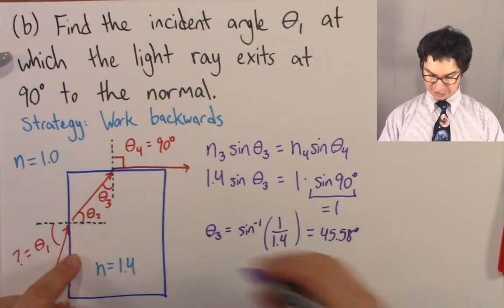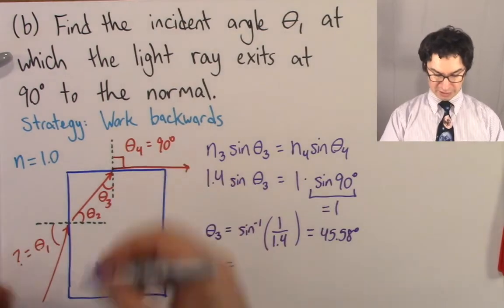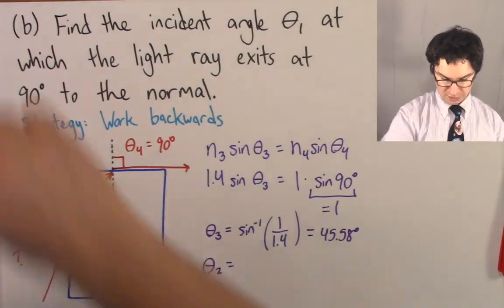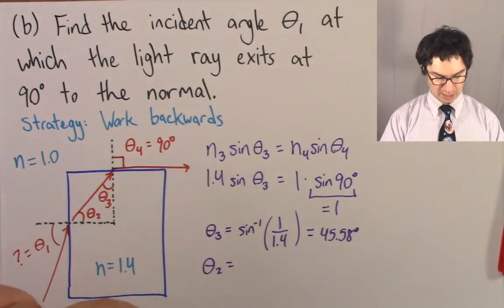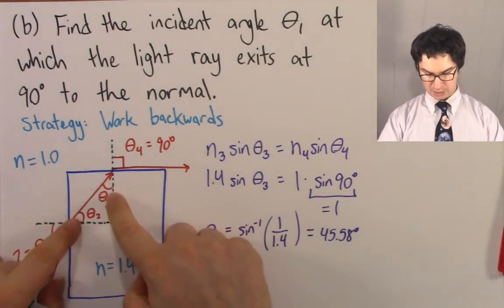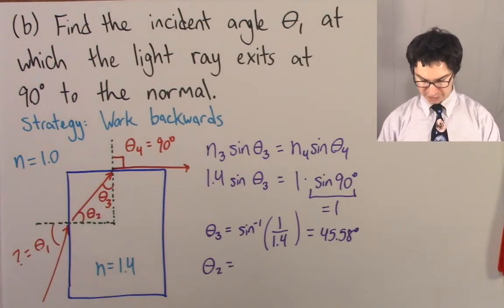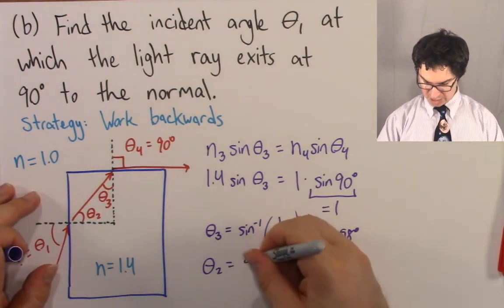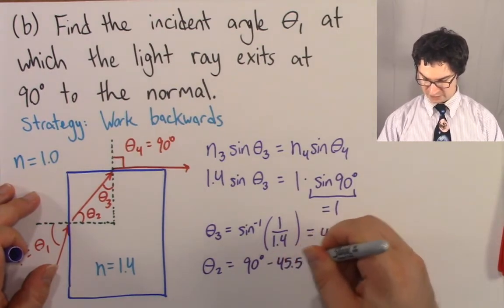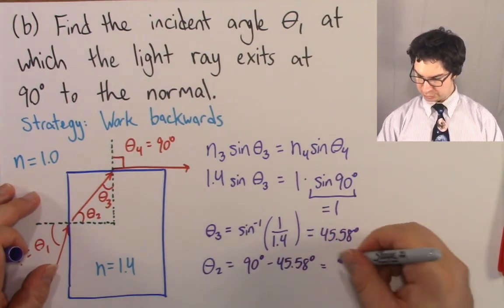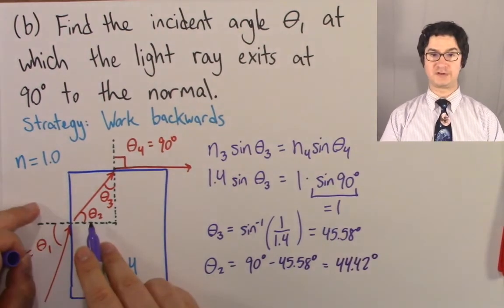Now we've got to find theta 2. And if you remember back to part A, we looked at this and we said, hey, this is going to be a right triangle. And the two angles of a right triangle, the two acute angles, have to add up to 90 degrees. So therefore theta 2 has to be 90 degrees minus 45.58 degrees, which is going to be equal to 44.42 degrees. So we just found theta 2.